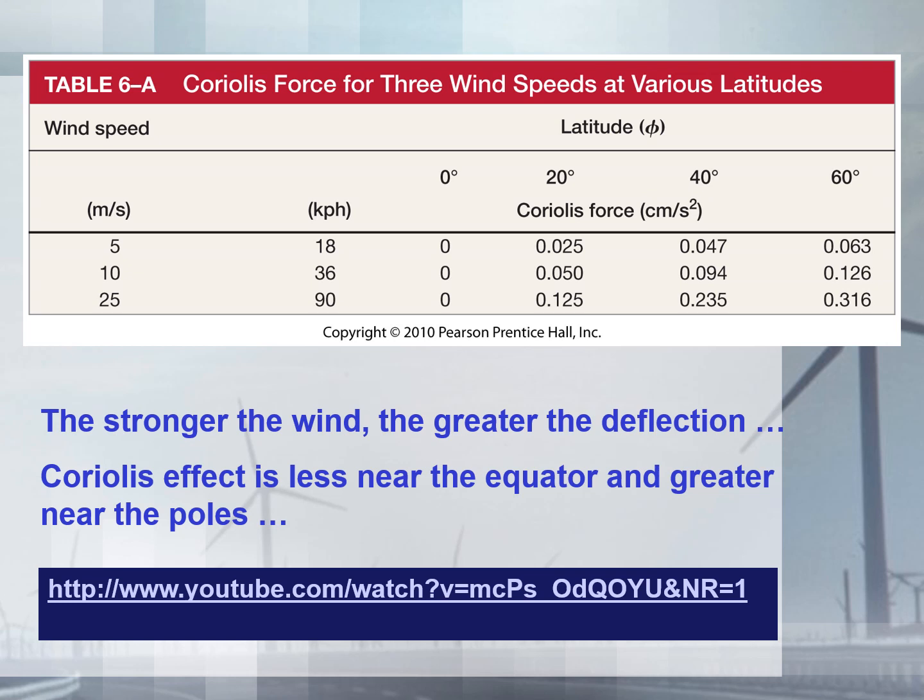Okay, so just emphasizing something here that we looked at a couple of slides before. So the stronger the winds, the greater the deflection. So you tend to have stronger winds as you move away from the equator, going either farther to the North Pole or farther to the South Pole. So the Coriolis effect is less near the equator and greater near the poles. It's almost non-existent at the equator.